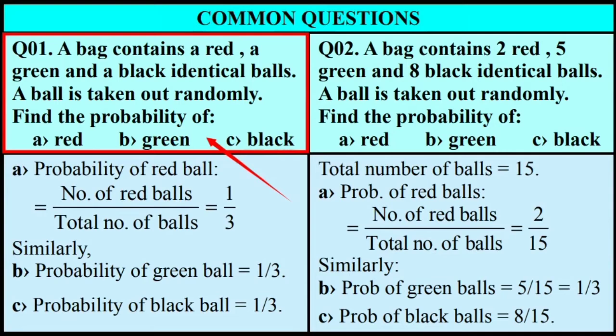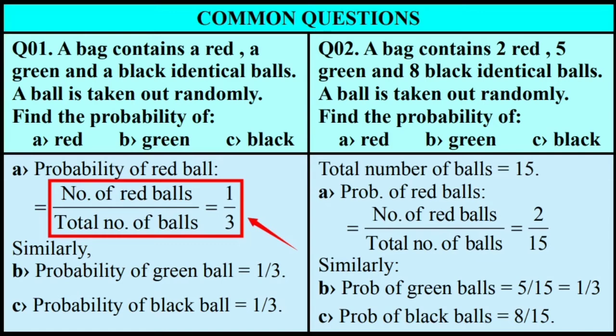Let's discuss some common questions on the chapter. Question number 1. A bag contains a red ball, a green ball, and a black ball. They are all identical. A ball is taken out randomly. Find the probability of getting a red ball, then a green ball, and then a black ball.